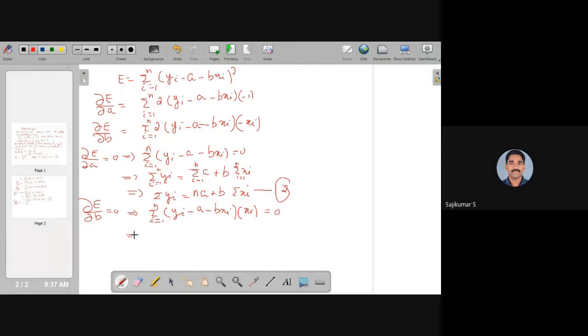See, as before, we are expanding this bracket and splitting the summation into the three terms and keeping the left hand side term as sigma xi yi, summation over i, is equal to, what is the second term? The second term will be summation a xi. So we can remove the constant a. So this is a into sigma xi plus b into sigma xi square. Okay, so that will be our equation number 3.